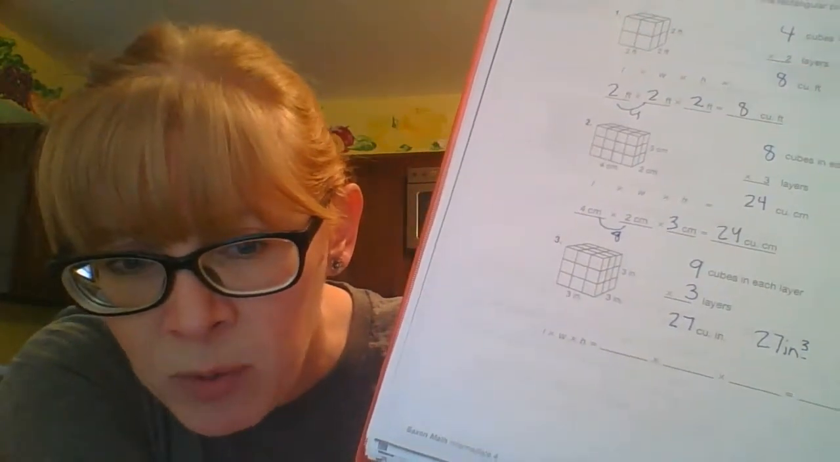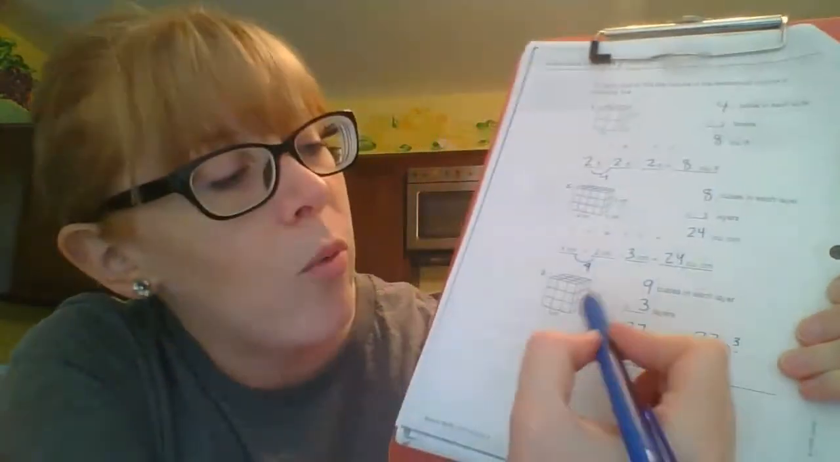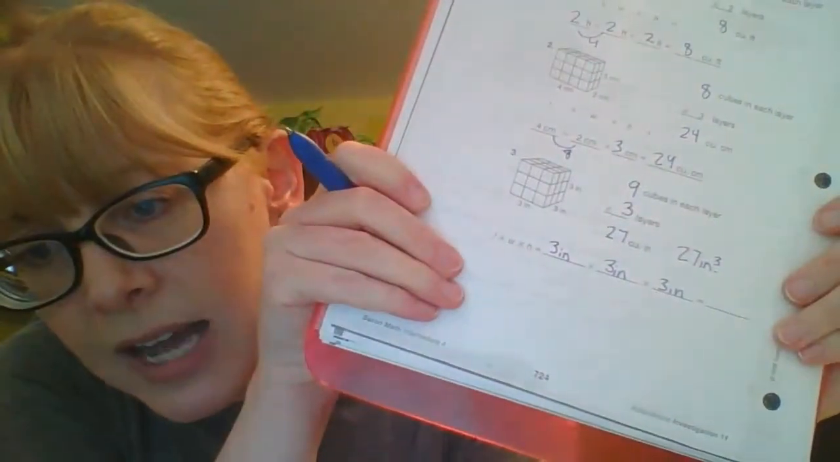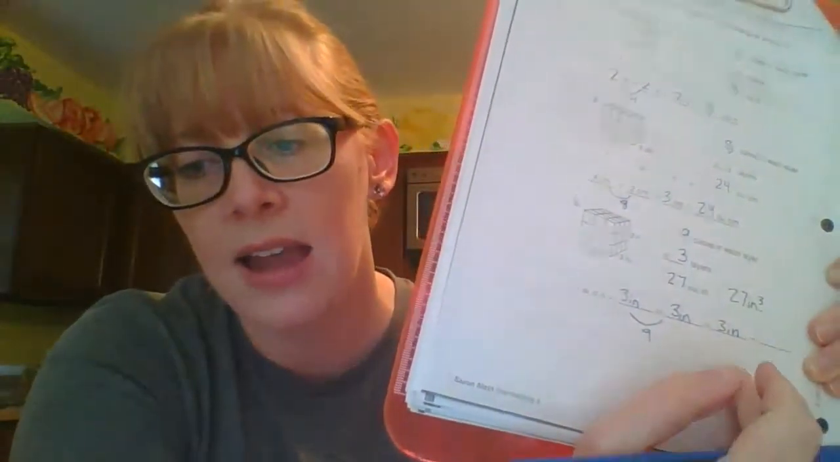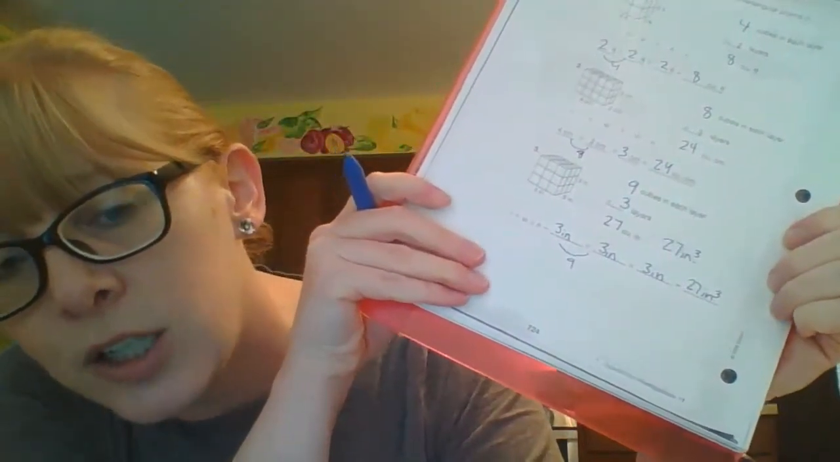It is hard to write on this clipboard while I'm holding it up and not flat. All right, now length times width times height. My length is 3 inches. Make sure you're using labels so you don't forget it. My width, 3 inches. And my height is 3 inches because this is a true cube. So all of those sides are going to be exactly the same. 3 times 3 is 9. 9 times 3 is 27 inches cubed, or I could say 27 cubic inches.